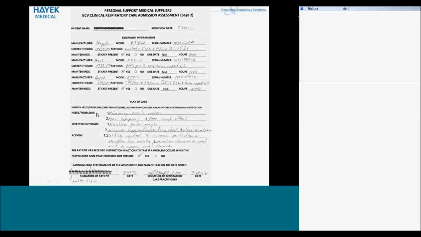Then we get to our plan of care, our 1, 2, and 3 problems, our 1, 2, and 3 goals, our 1, 2, and 3 interventions to achieve those goals. And then the patient has received instructions on what to do when the respiratory care practitioner is not present, if there's problems, up to and including call 911. And then get the parent or the patient to sign. If it's not the patient, indicate who is signing for them, and then sign off on the document itself.